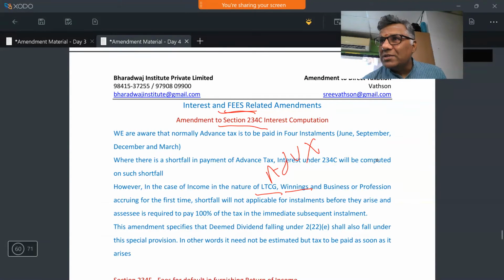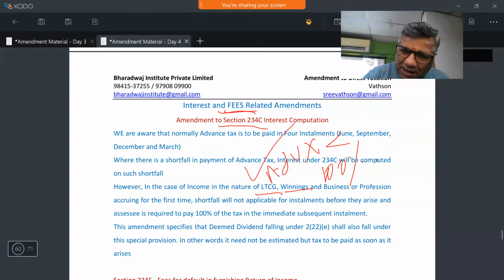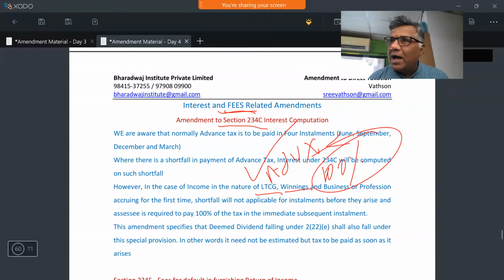Advance tax liability will not arise if it is before that date. But once you obtained it, pay 100% in the immediate next installment. Sir, I need not pay in June. There is no winnings. On September 1st, there is a winnings. In the next installment, you should have paid 100%. Now you are no more estimating. I am giving you one benefit, but withdrawing on the other side.